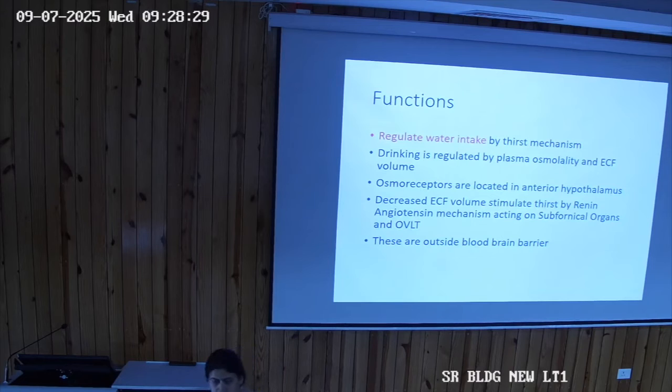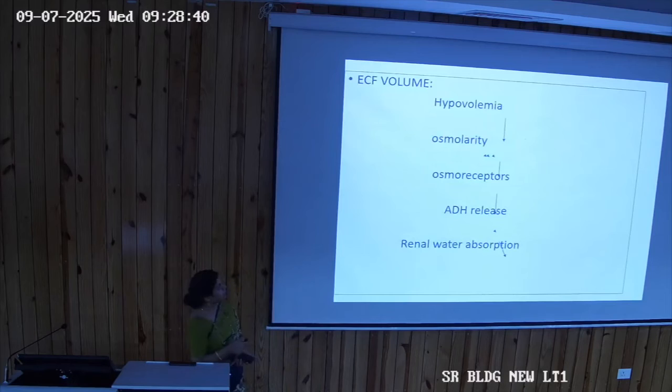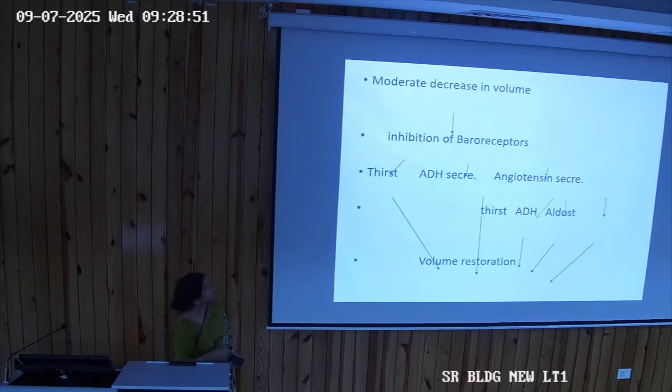But supraoptic nucleus का mechanism क्या है? Secretion of ADH. Hypovolemia means osmolarity, osmoreceptors getting activated. Where are they present? They are present in the hypothalamus. ADH release, renal water reabsorption. Moderate decrease in the volume, inhibition of baroreceptors, thirst, ADH secretion, angiotensin secretion, and finally the volume reabsorption.